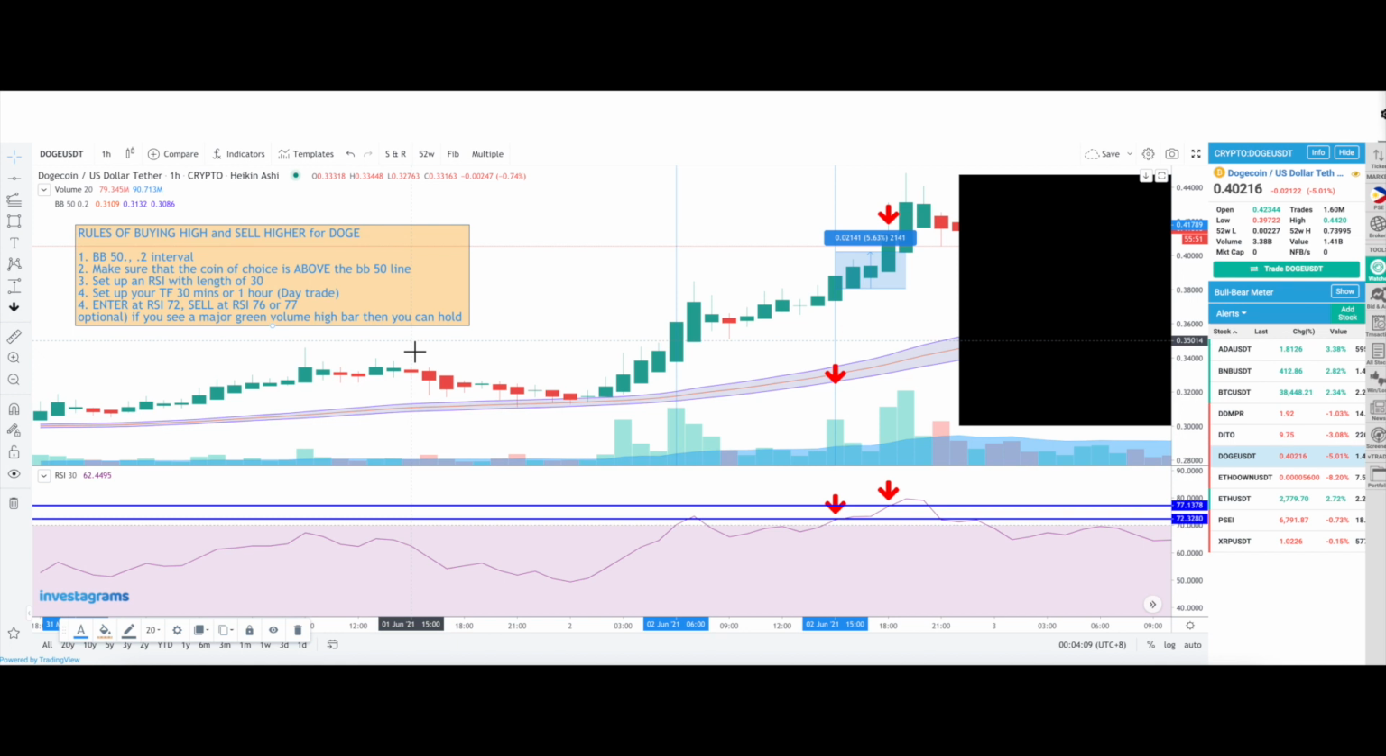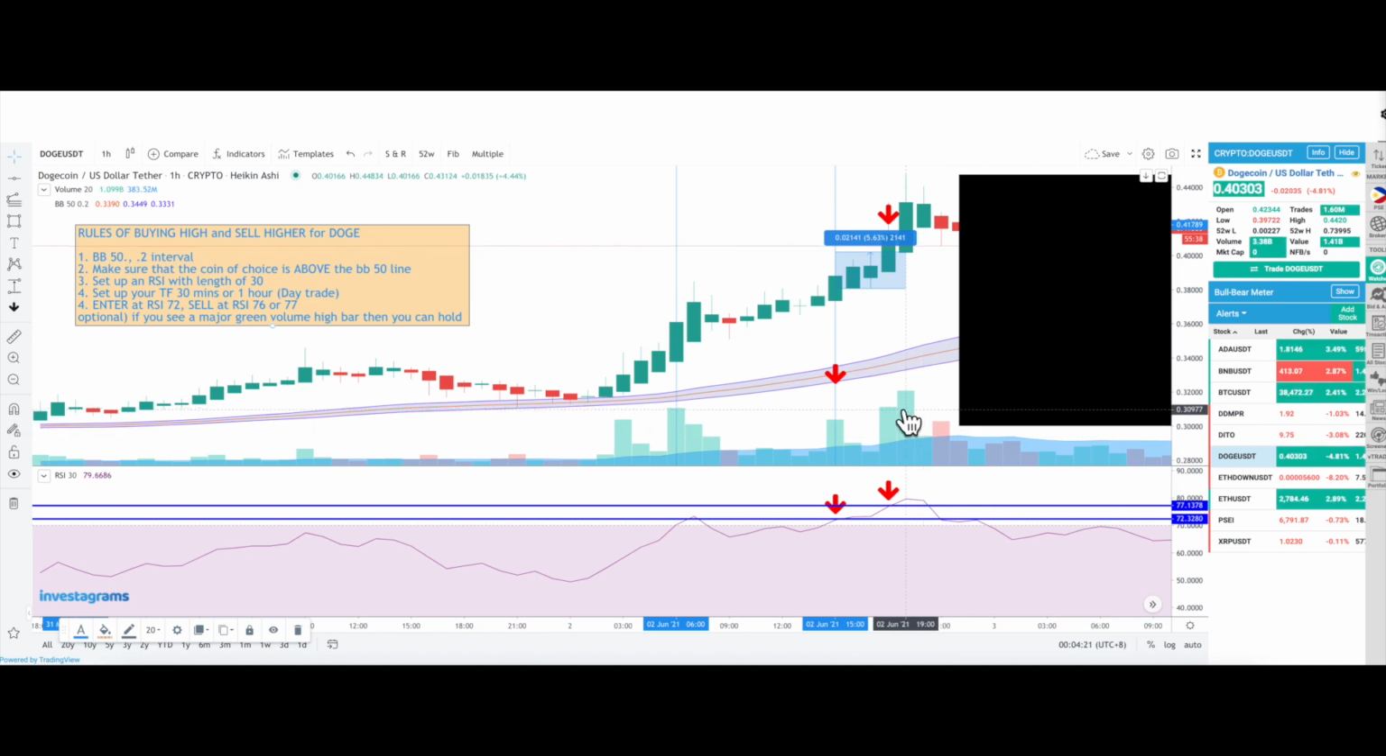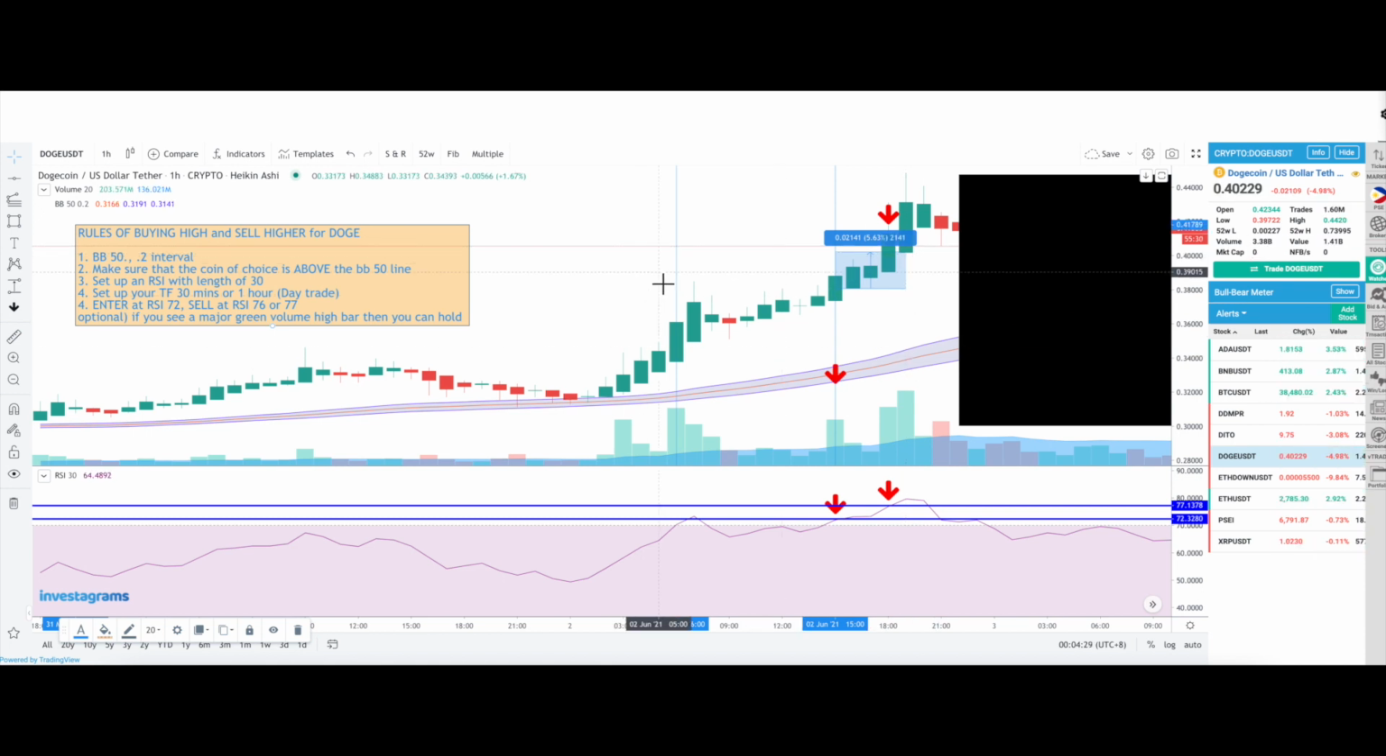You need to enter at RSI 72, sell at RSI 76 or 77, and make sure that you also have this volume here, the one you're seeing at the bottom part of the chart. There's actually a volume pushing the candle upwards, and then sell at RSI 76 or 77.